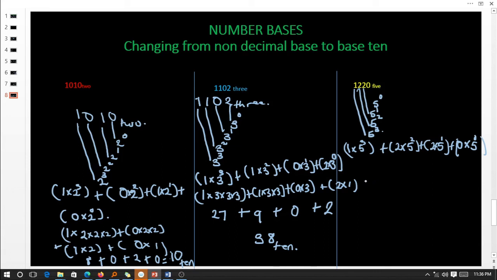So this is 1 times 5 times 5 times 5, 3 times, because it is 5 power 3. Then plus this is 2 times 5 times 5. Then plus, because my chalkboard is stopping here, I'm bringing this bracket here. That is 2 times 5, because it is power 1. So then plus 0 times 1. Why? Because any number to power 0 is 1.